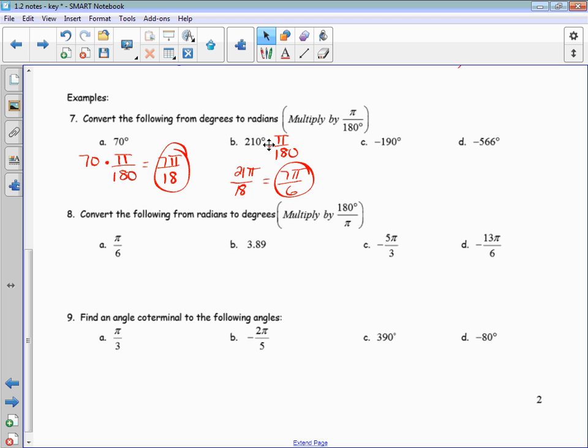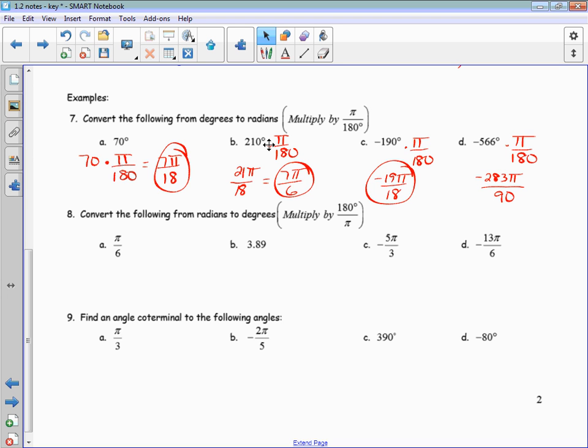Okay. All right, negative 190 times pi over 180. What did you guys end up with on this one? Perfect, negative 19 pi over 18. All right, then this one, times pi over 180. What did you guys end up with? 283. Doesn't it seem like it should do more?